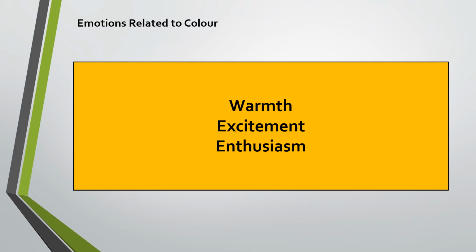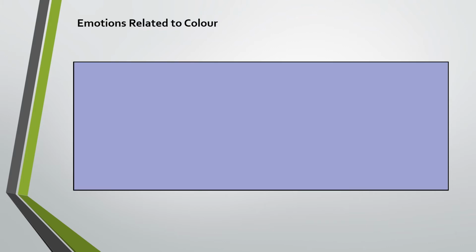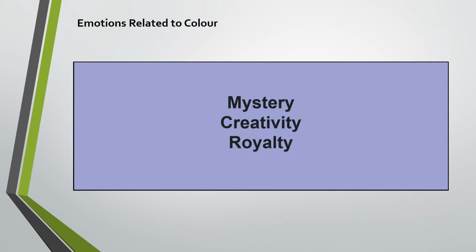On to orange now. We have the feeling of warmth again, yep. Warm could also convey excitement as well as enthusiasm. And last, what we have is our purple, and purple could give off the emotion of mystery, creativity, or royalty. Now, we don't have emotions related to our tertiary colours, mainly because they are a mix of a primary and a secondary colour.